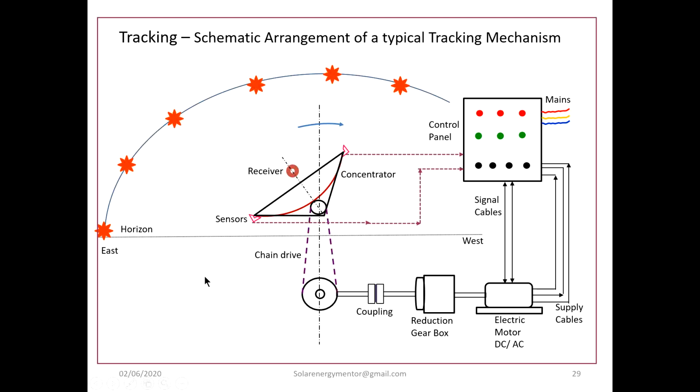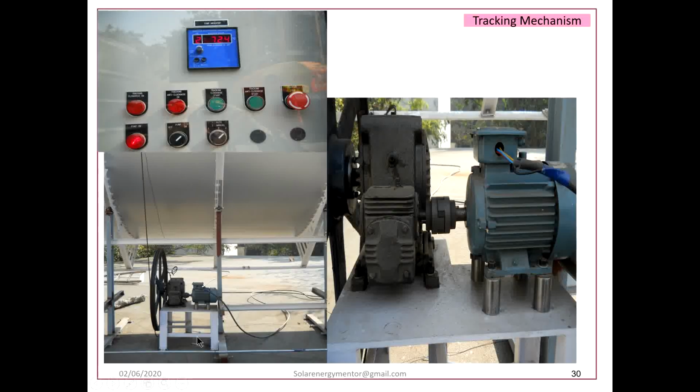There are many solutions to this tracking mechanism problem. This is just a typical tracking mechanism which has a drive component, gearbox component, and electric motor and control panel component. So these are the actual snapshots of the tracking mechanism which has been employed in my laboratory. We have developed a parabolic trough concentrator in our lab. At that time we provided this tracking mechanism.